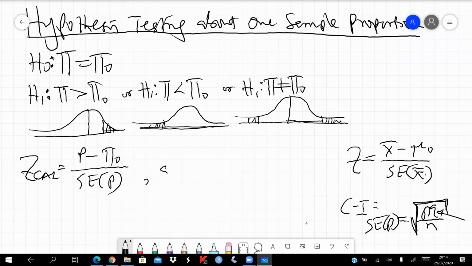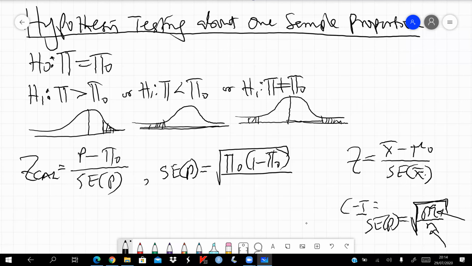So here we say that standard error of P is given by the square root. The formula is similar to this, but now we use pi naught times 1 minus pi naught, divided by N. So when you're testing hypothesis, we always know pi naught. So we use it. We don't use P when you already know pi naught. So that's the story.